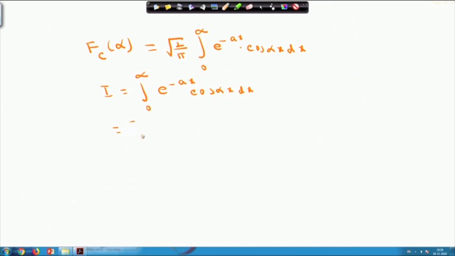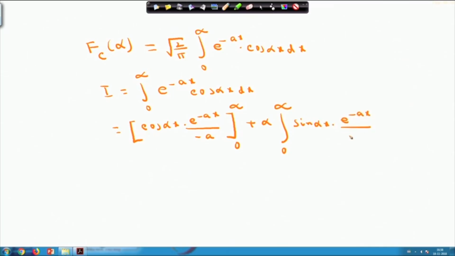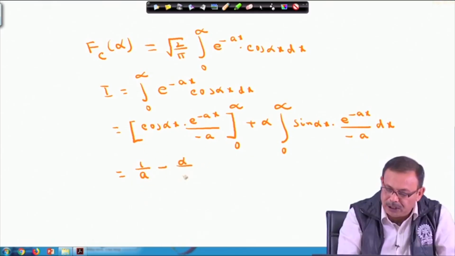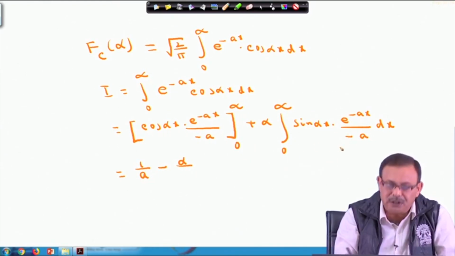Using integration by parts, I can evaluate this integral: cos of alpha x into e power minus a x by minus a, from 0 to infinity, plus alpha into integral 0 to infinity sin of alpha x into e power minus a x by minus a d x. Here I will obtain the value 1 by a for the first term, and the sign is minus for the second term. For the second term again I will use integration by parts.